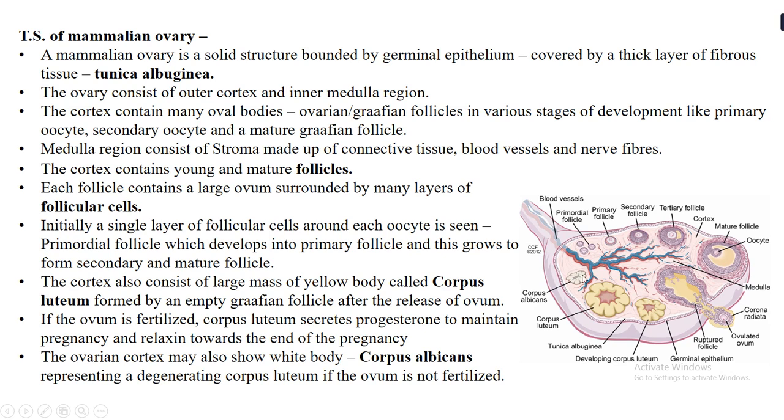The ovarian cortex may also show a white body. So this white body that you see is called corpus albicans, and it represents the degenerating corpus luteum if the ovum is not fertilized. So if the ovum is fertilized, what will happen? The corpus luteum will secrete progesterone, and if the ovum is not fertilized, then the corpus albicans will show this whitish body, which represents the degenerated corpus luteum. So this is about the TS of mammalian ovary.